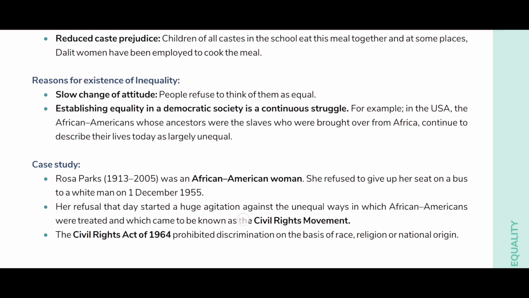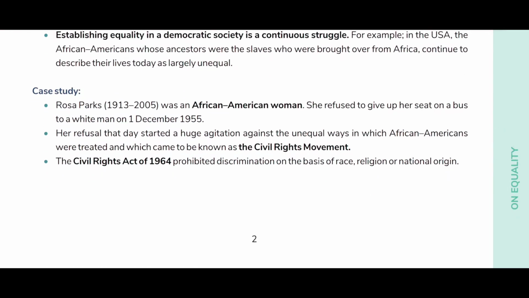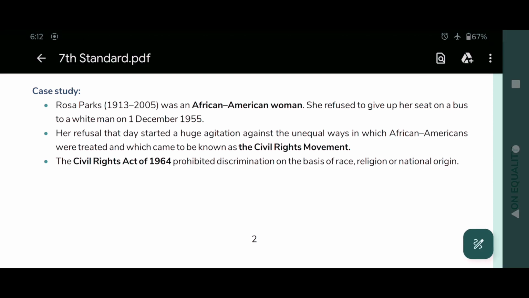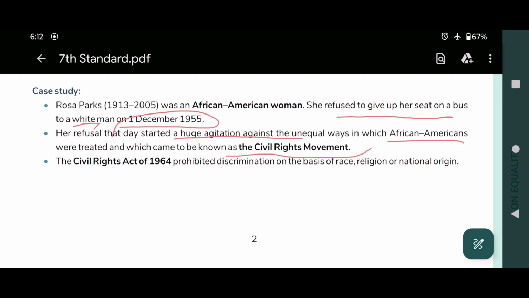Case study: Rosa Parks, born in 1913 and died in 2005, was an African American woman. She refused to give up her seat on a bus to a white man on 1st December 1955. Her refusal that day started a huge agitation against the unequal ways in which African Americans were treated and which came to be known as the Civil Rights Movement. The Civil Rights Act of 1964 prohibited discrimination on the basis of race, religion, or national origin.